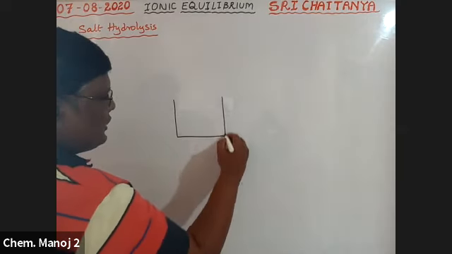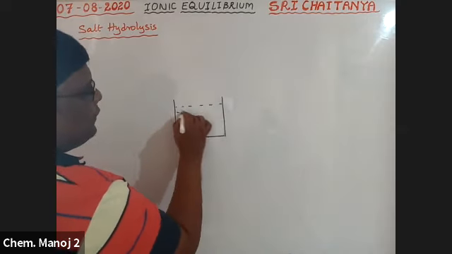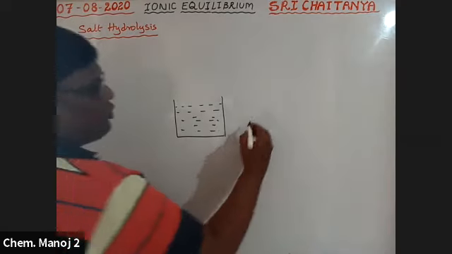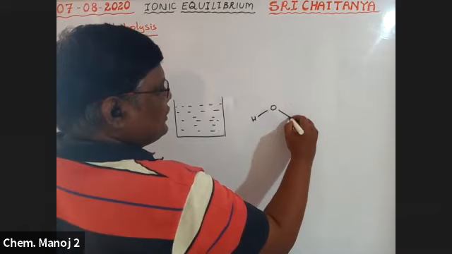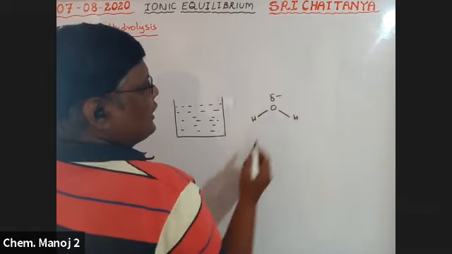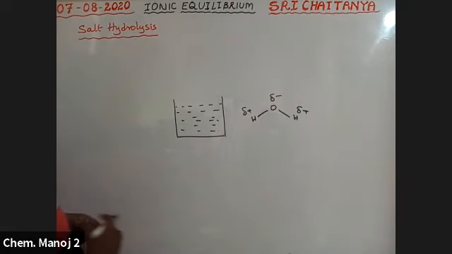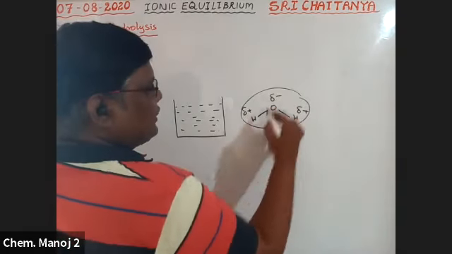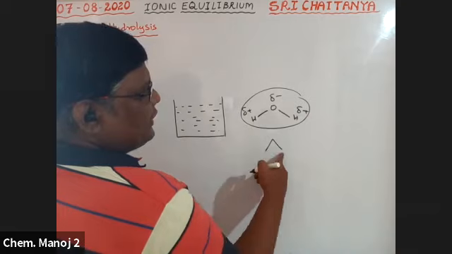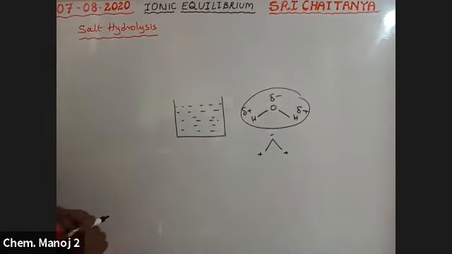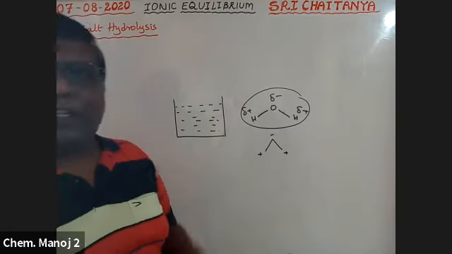This is water, that means H2O. In the structure of H2O, oxygen gets a partial negative charge and hydrogen gets a partial positive charge. So I am representing it like this: O is negative, and the two H are positive. This is a short representation of water.